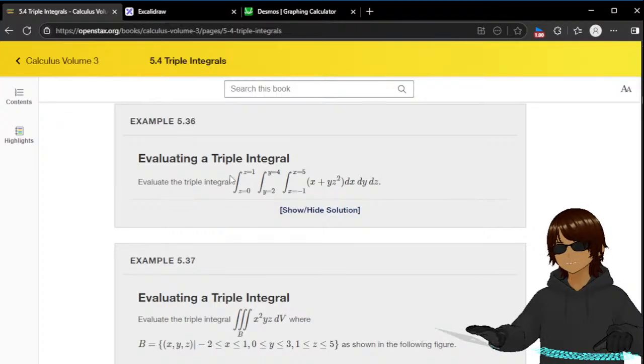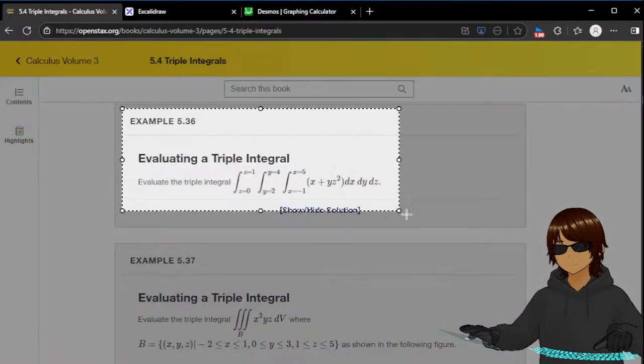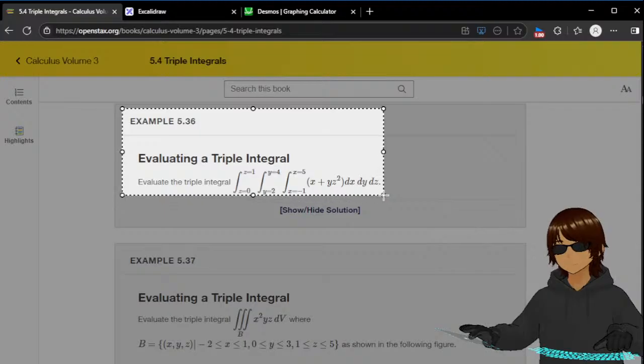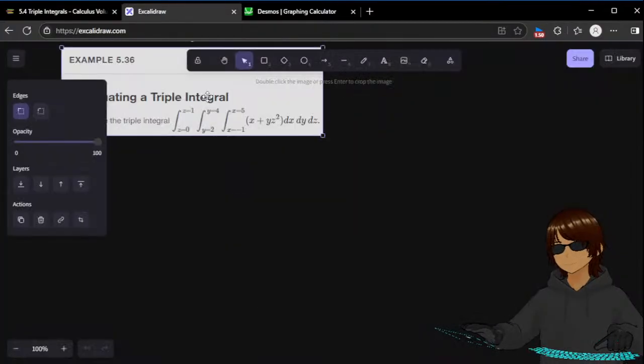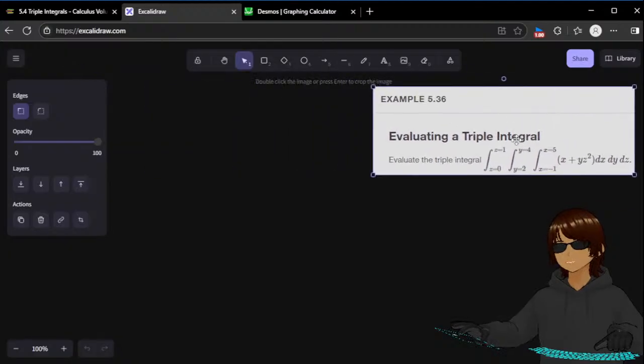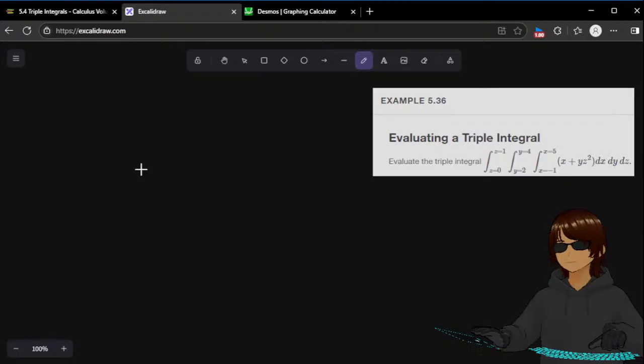Evaluate the triple integral. Okay, let's try this. Also, I may be kind of sick. I have a sore throat, so that's why my voice is kind of weird.